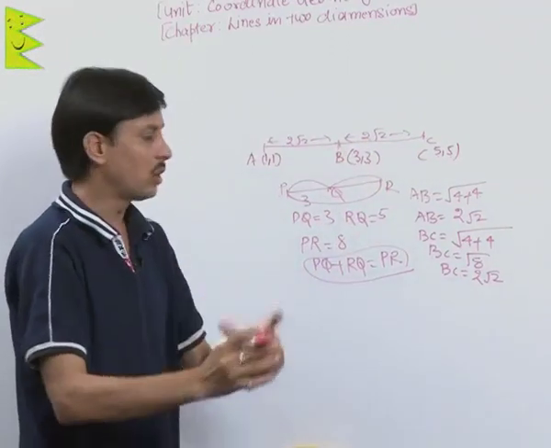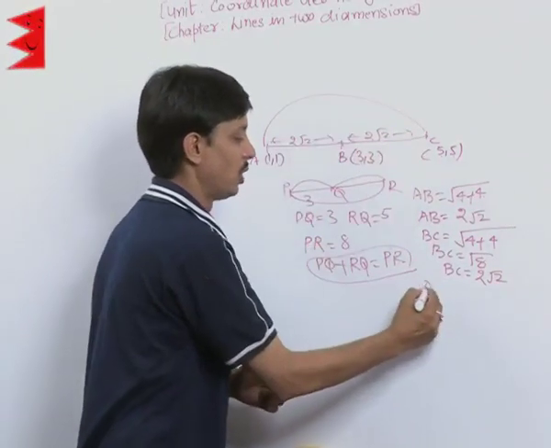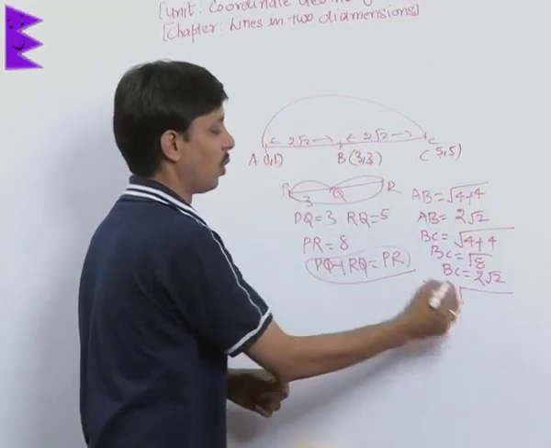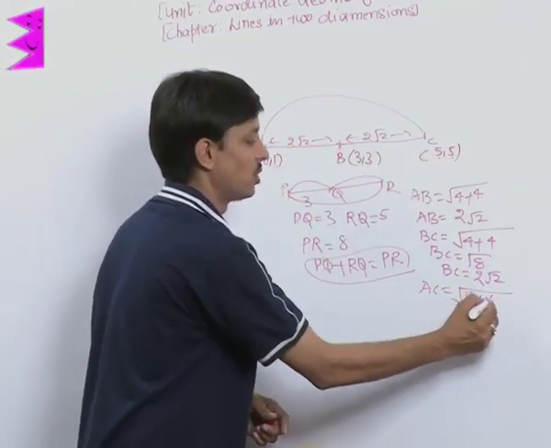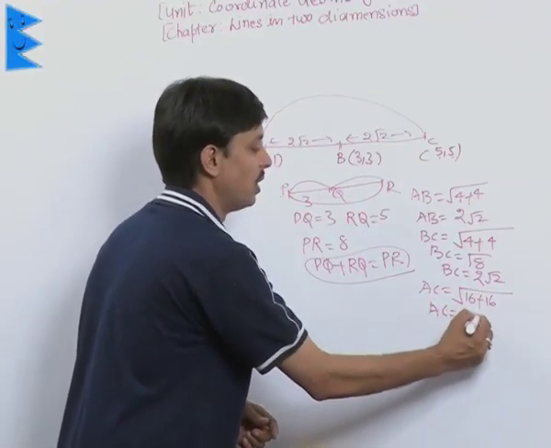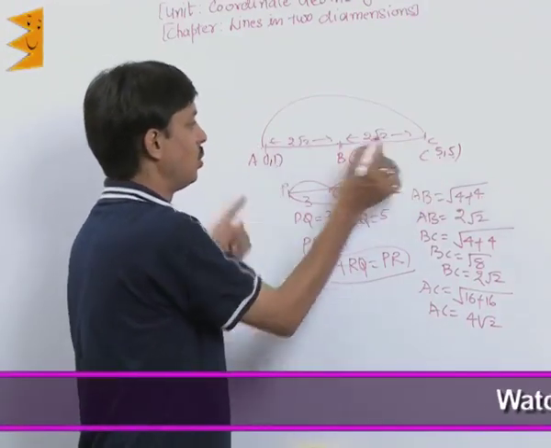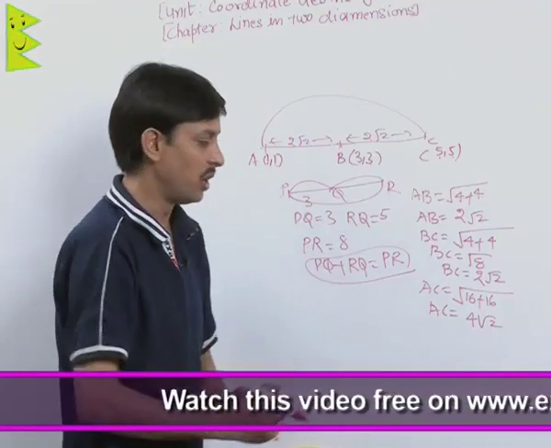Now we would like to check the distance AC. So distance AC is coming out to be 5 minus 1, 4, whole square 16. 16 plus 16, 32, which can be written as 4 root 2. If the AC distance is equal to the sum of AB and BC, we will say the points are collinear.